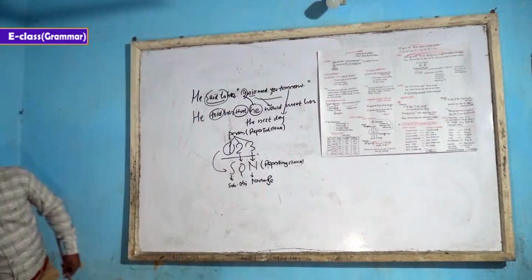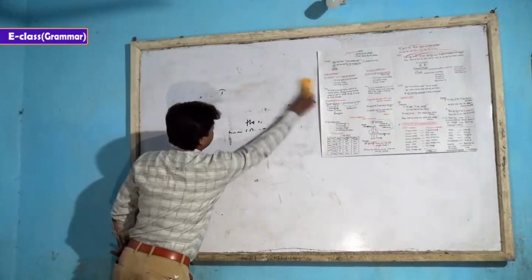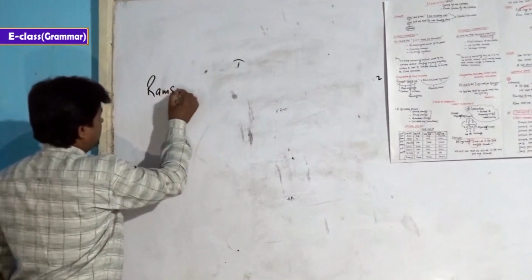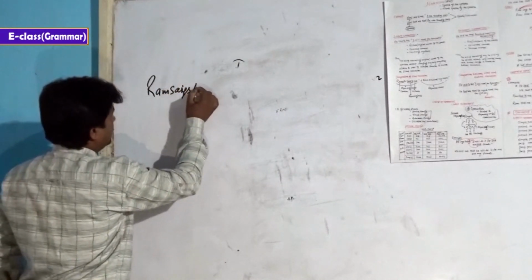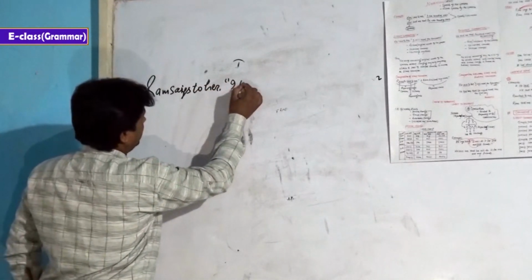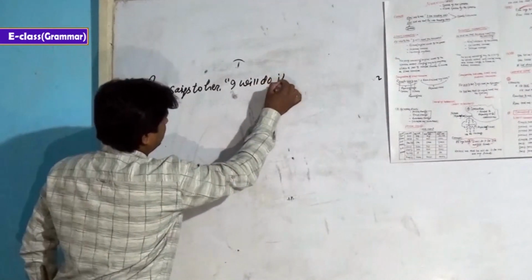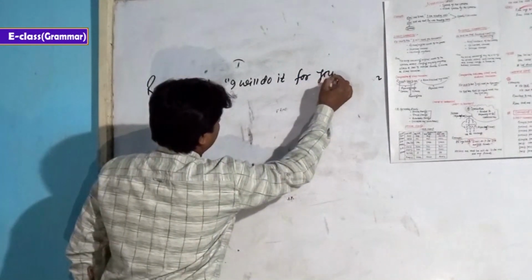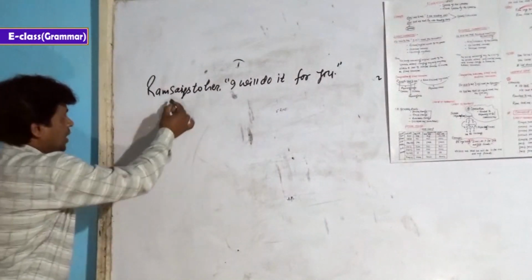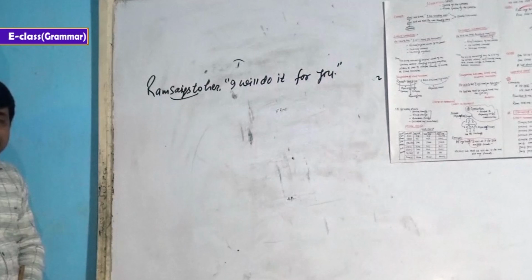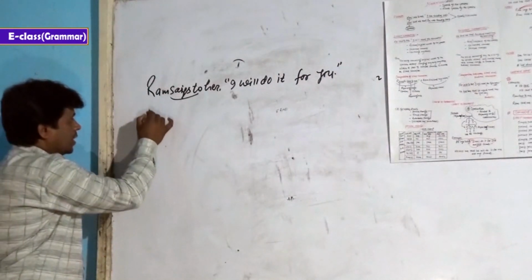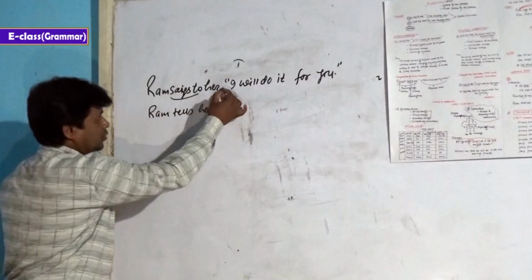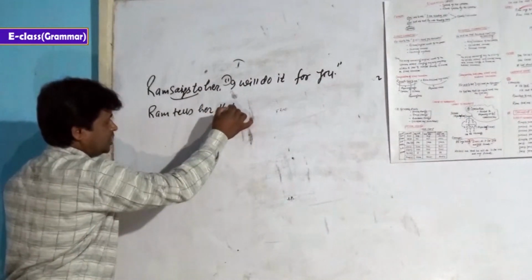I will write one more example here on the board. Ram says to her, I will do it for you. Okay, again. What does this says to change into? Tells. Ram tells her, we'll omit this inverted comma, and write that, because this is a second sentence.